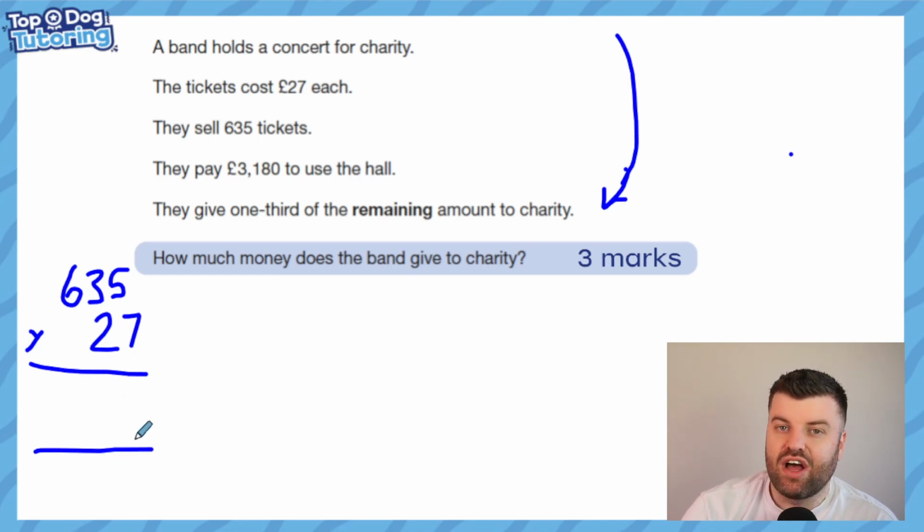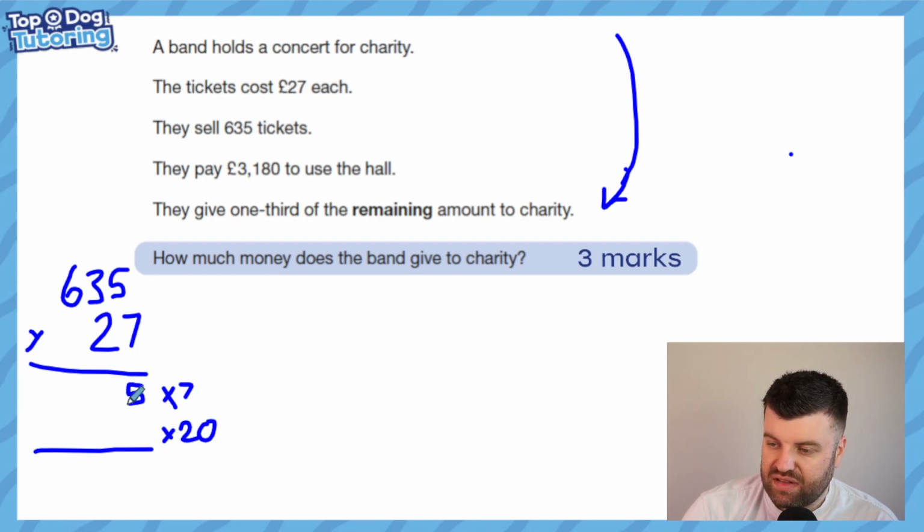And this is classic long multiplication. So we're going to times by 7 in the top row and then multiply by 20 in the bottom row. Let's start with the 7. 7 5s are 35. 7 times 3 is 21, but we've got this 3 that we've exchanged, so that's going to be 24. 7 times 6 is 42, plus this 2 here gives us 44.